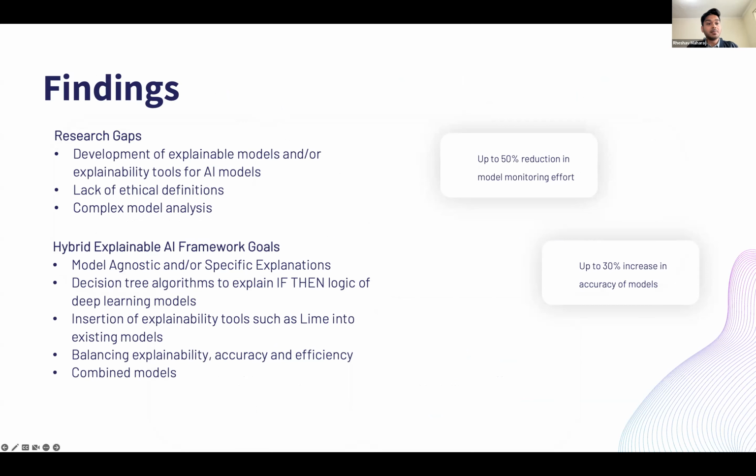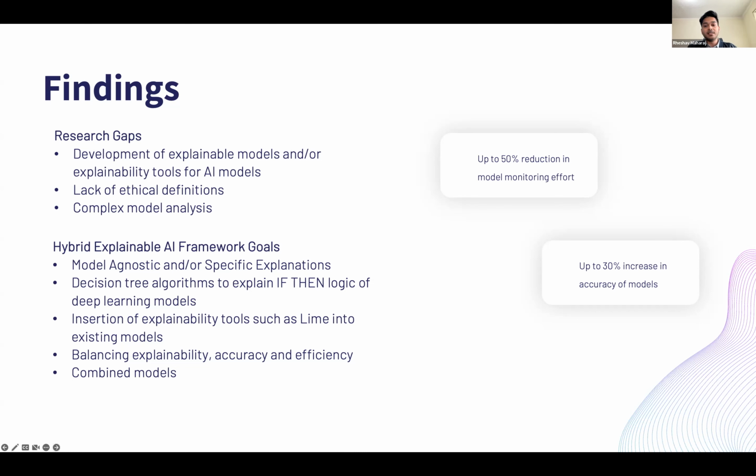We have research gaps regarding the development of explainable models, the lack of ethical definitions, as well as complex model analysis. So this is when we have deep neural networks and we're trying to explain that, but at the moment it's much more difficult, hence the need for explainable AI development. Right now we have hybrid examples, model agnostic or specific explanations. Like I explained before, we can either have a global explanation for a model, or we can make it very specific to the specific use case.